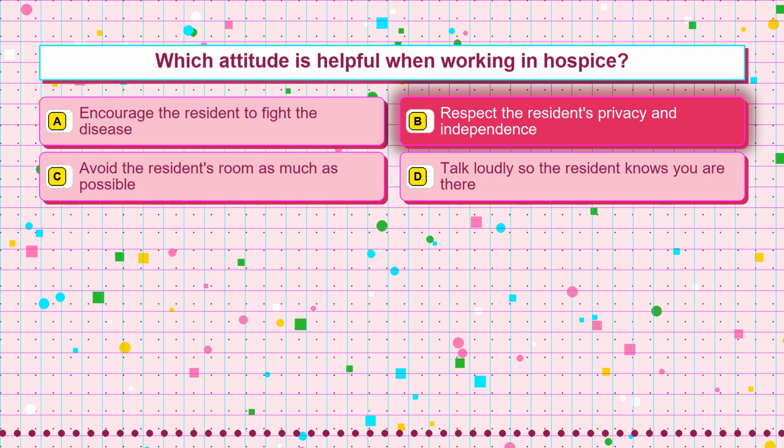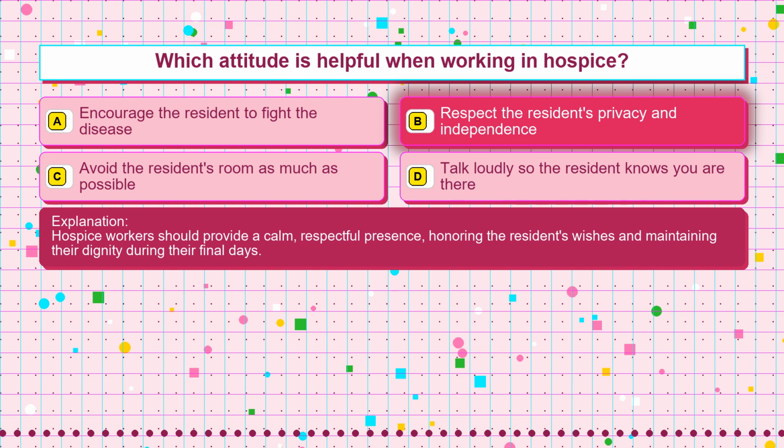The correct answer is option B, respect the resident's privacy and independence. Hospice workers should provide a calm, respectful presence, honoring the resident's wishes and maintaining their dignity during their final days.